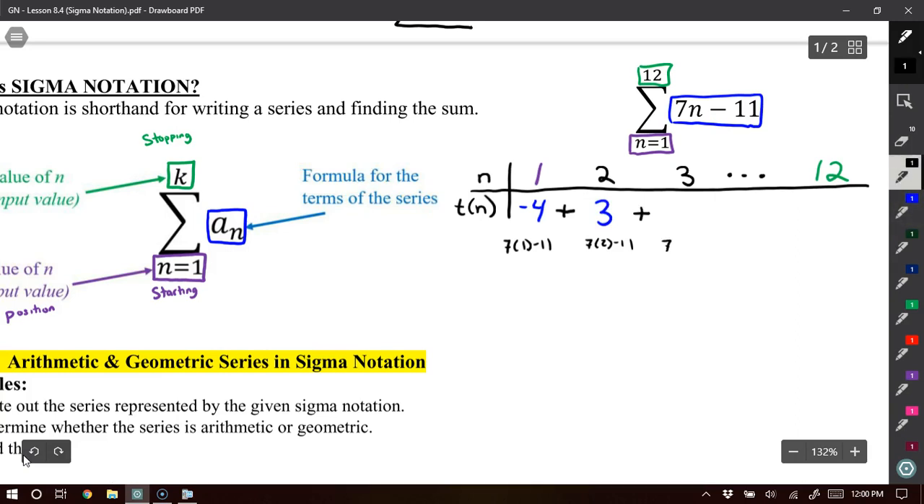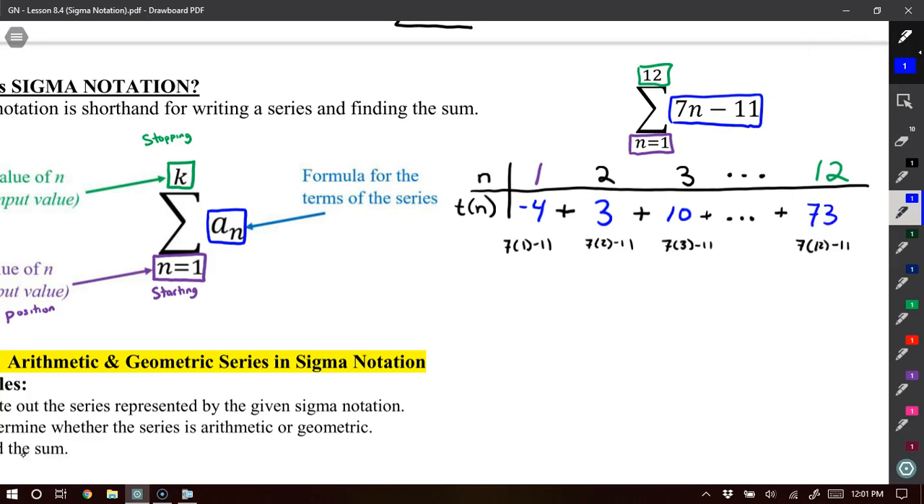And I'm going to do the same thing. 7 times 3 is the new input, so minus 11, and I'm going to get 10, plus dot, dot, dot, plus. Now I'm stopping by plugging in the 12th position, finding what that number is. So 7 times 12 minus 11. In this case, that's 73. And that is how we're going to list out our series from sigma notation. So sigma notation is really shorthand for that entire list: negative 4 plus 3 plus 10 plus dot, dot, dot plus 73.